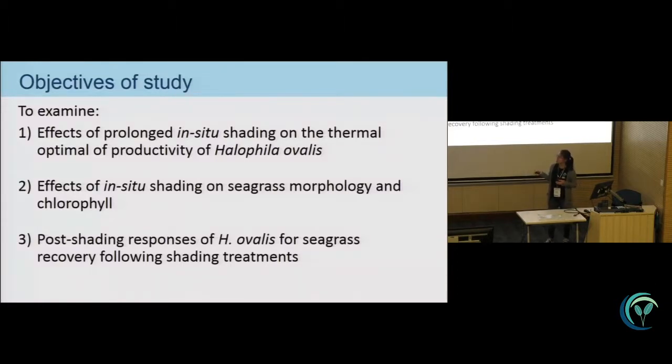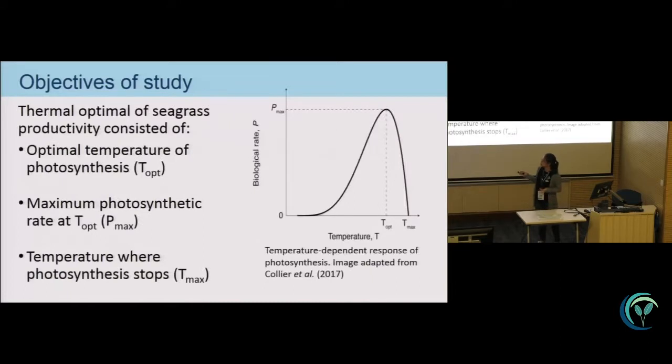Firstly, the effects of prolonged in-situ shading on the thermal optimum of productivity in Halophila ovalis. Secondly, the effects of shading on seagrass morphology and chlorophyll. And lastly, the post-shading responses of H. ovalis for any signs of seagrass recovery following the removal of the shading treatments.